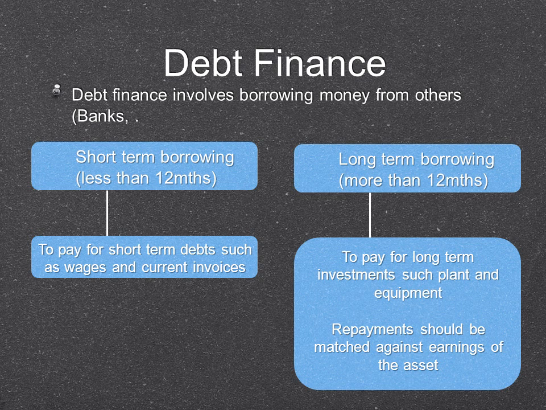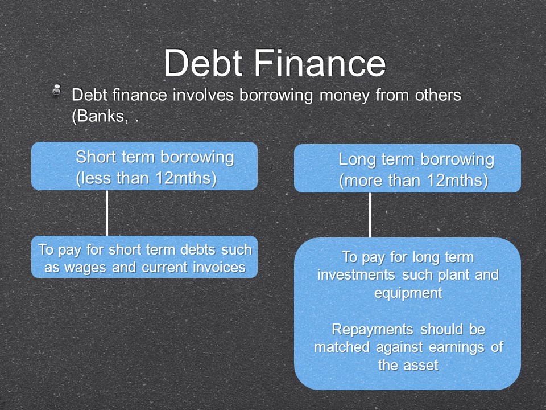Debt financing involves borrowing money from other people. Usually that's a bank or another financial institution. And you can do that in two ways. That can be done short-term or long-term. Now a short-term loan would usually be less than 12 months. And that would be to pay for short-term debts. And that could be wages for employees or invoices that needed to be paid in the short term. A little bit like making sure the business has liquidity, which we talked about before in the objectives.